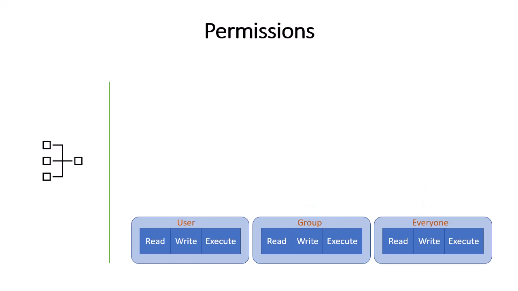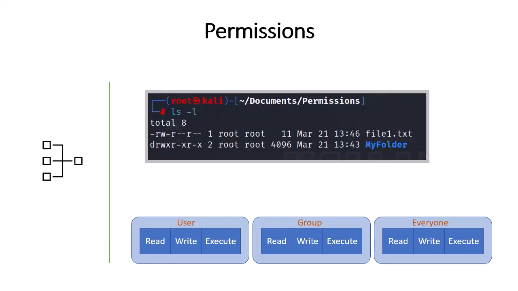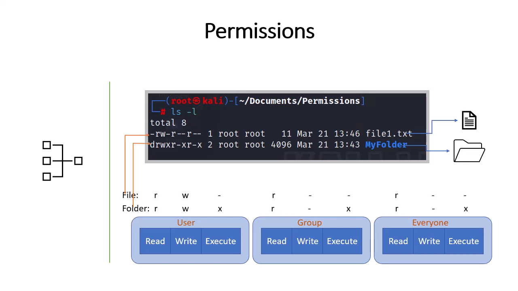Let's take an example from the terminal window. In this picture, we can see that the ls command is showing us a file called file1.txt and a directory called my folder. Now let's break down the permission string of both the file and the folder. The first character represents the file type. The hyphen means it's a regular file, while d would indicate a directory.